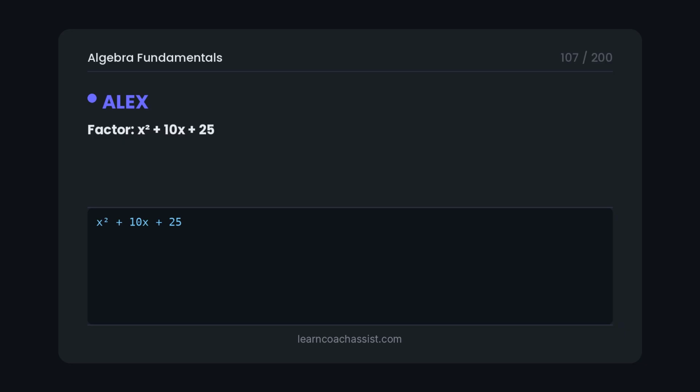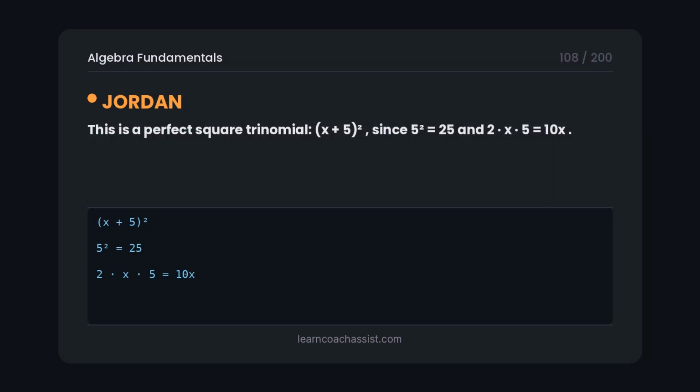Factor x^2 + 10x + 25. This is a perfect square trinomial, (x + 5)^2, since 5^2 equals 25 and 2 × 5 equals 10.